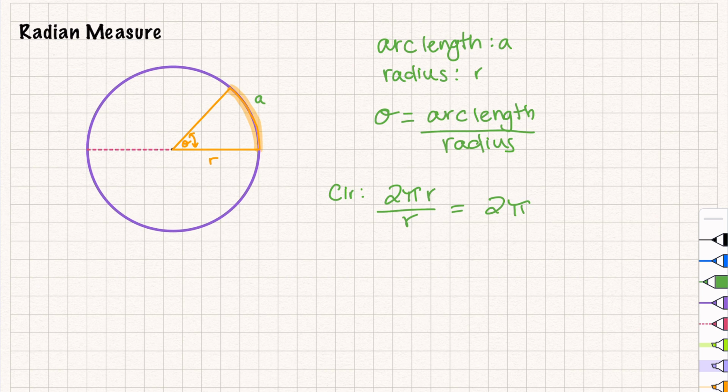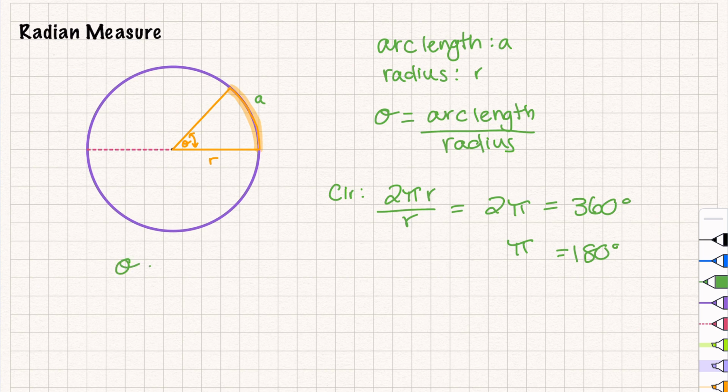Now in degrees, we know that a full circle is 360 degrees. So then what would half a circle be? If a full circle is 2 pi, then half a circle we would divide by 2 and we would just be left with pi. So when the arc length is equal to the radius, if we take 180 and divide it by pi, we get theta. And this is known as 1 radian.